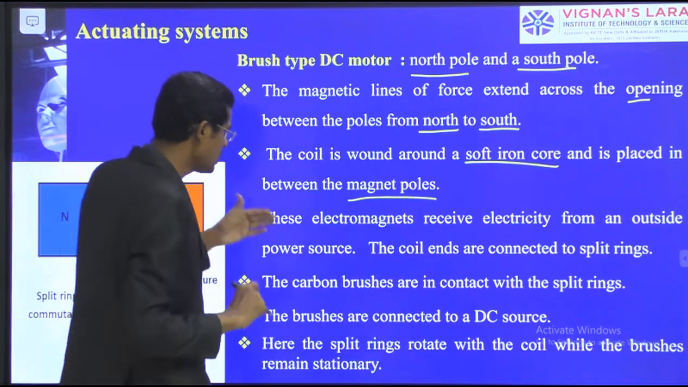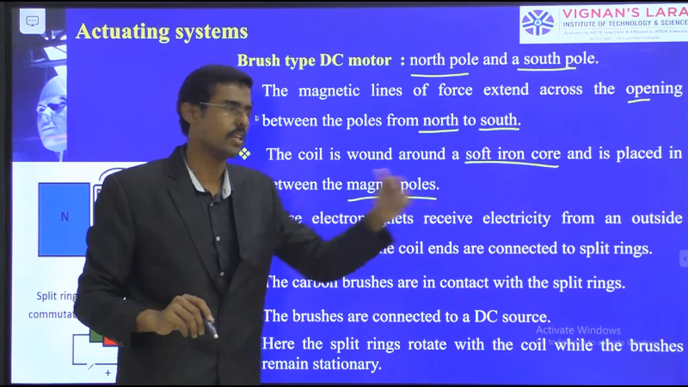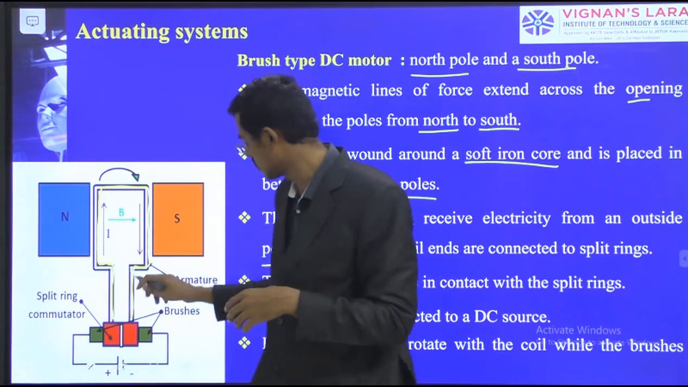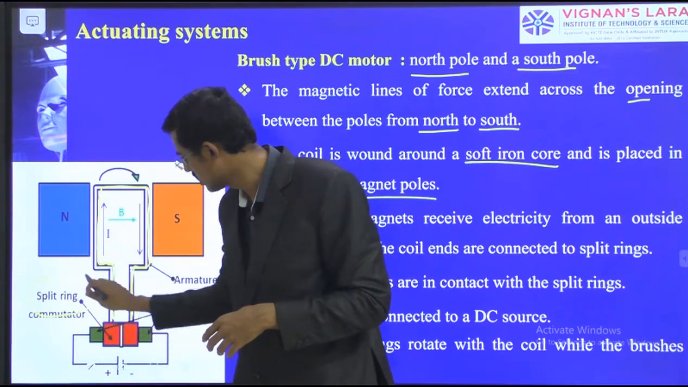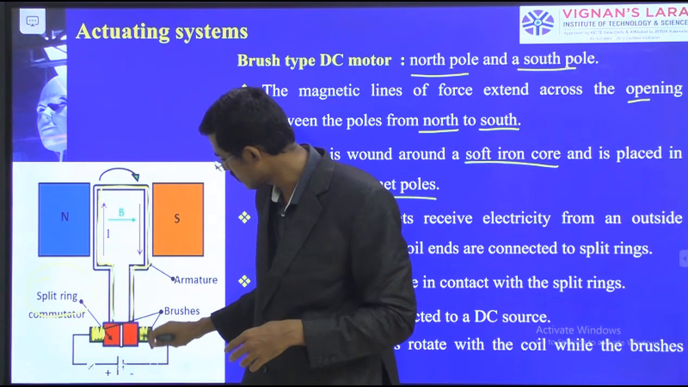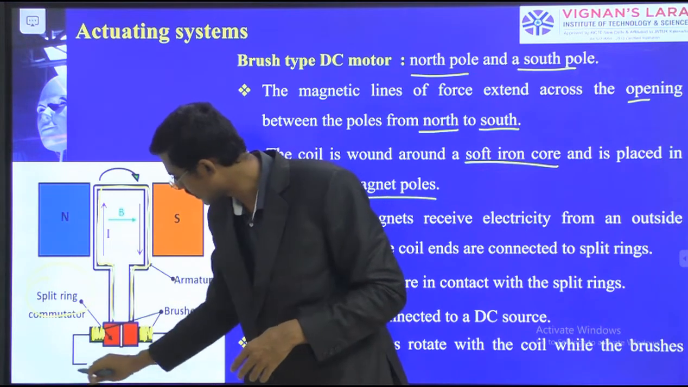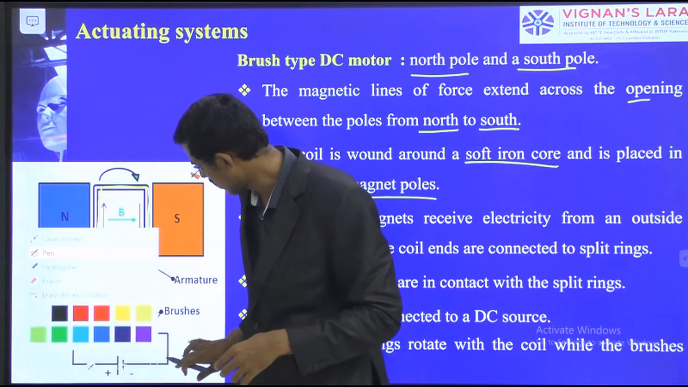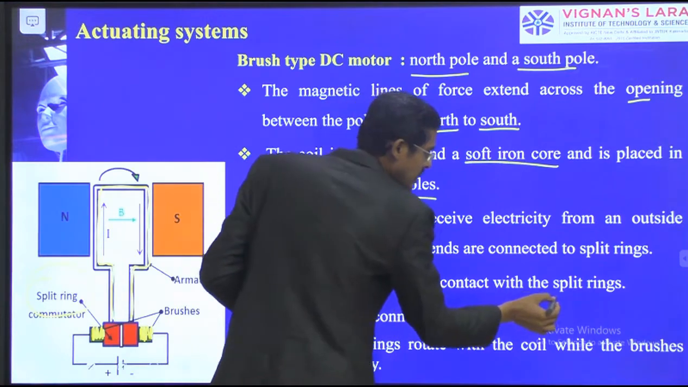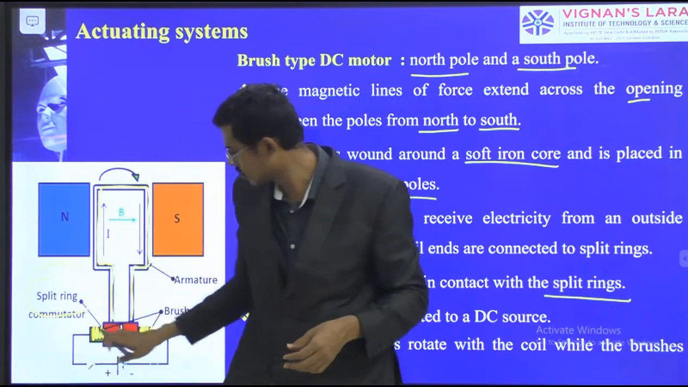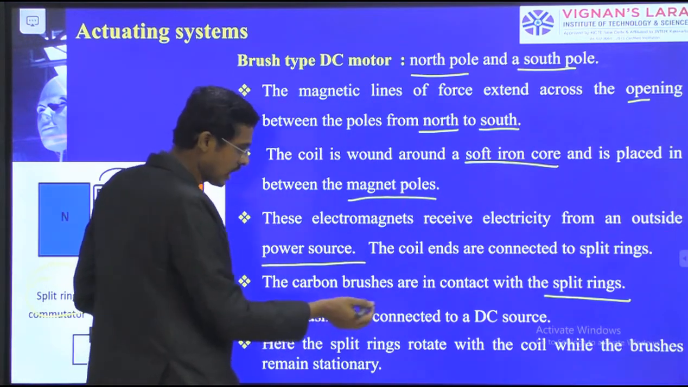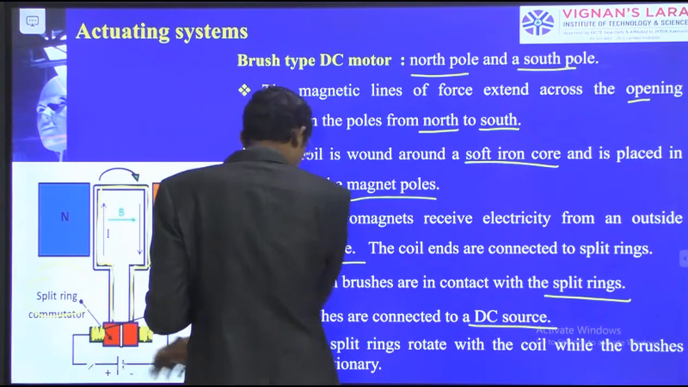Now what happens? This electromagnet receives electricity from the outside power source. The coil ends are connected to the split rings, and here we have the brushes. This is one brush and this is one more brush, through which the power source is connected to both ends, positive and negative. The carbon brushes are in contact with the split rings, which have two contacts, and the armature is going to rotate due to the north pole and south pole action when the power source is received. These brushes are connected to the DC source, positive and negative.